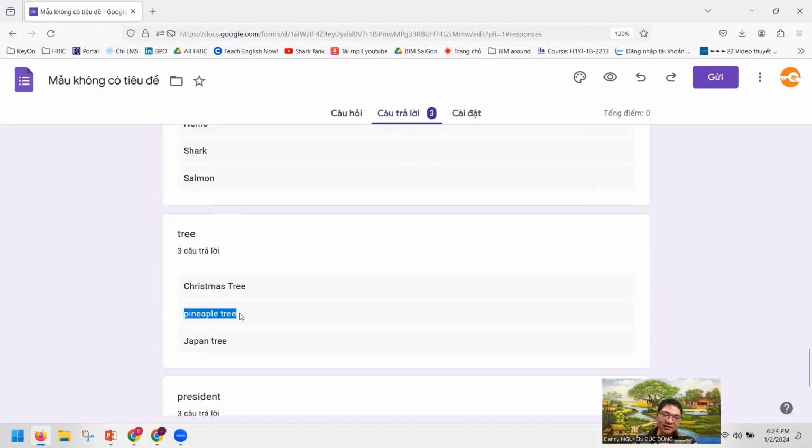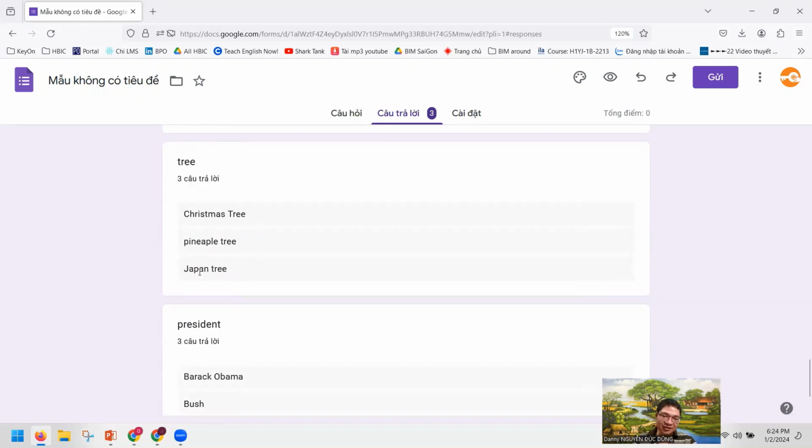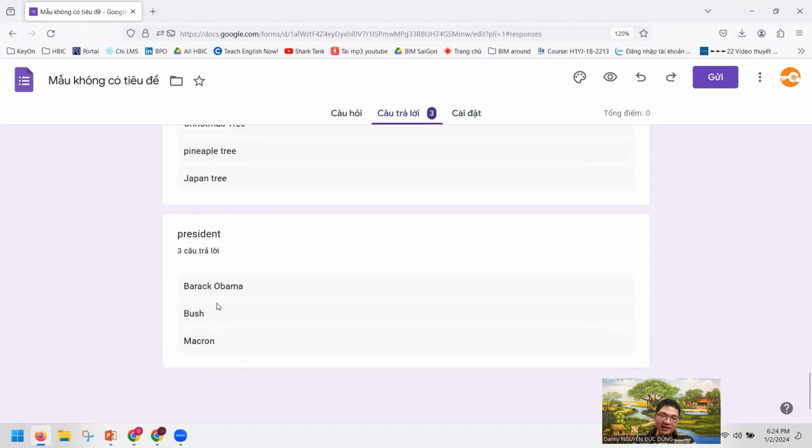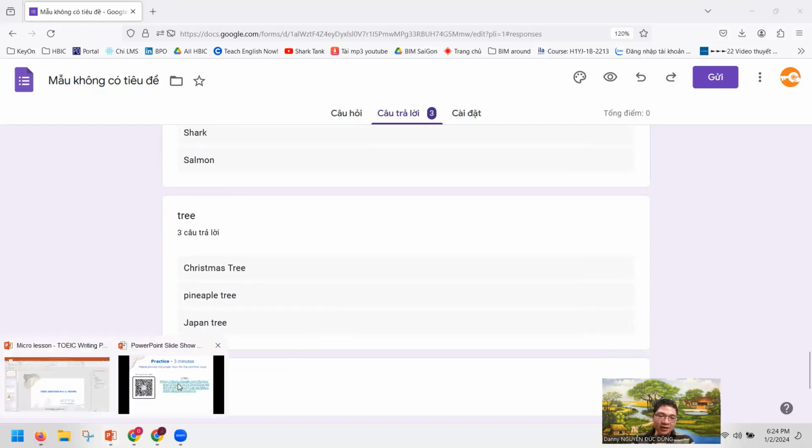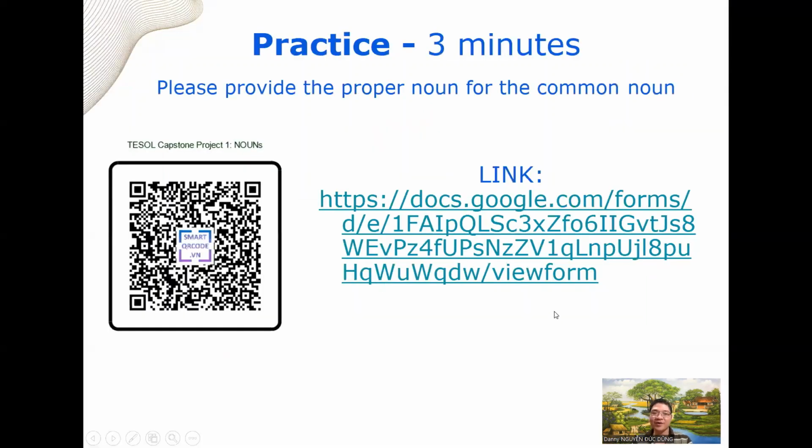Pine tree, of course not. Pine tree is a general group of trees. There is a tree capitalized. The Japanese capitalized it, so we assume that it is the name of the tree. So the second person is not correct. President, all right, they are all the names of presidents. So do they get the point about proper nouns and common nouns? Any question?